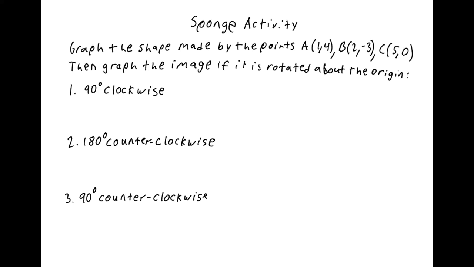All right, now time for the sponge. Graph the shape made by the points A (1, 4), B (2, negative 3), C (5, 0). Then graph the image if it is rotated about the origin: 1, 90 degrees clockwise; 2, 180 degrees counterclockwise; and 3, 90 degrees counterclockwise.